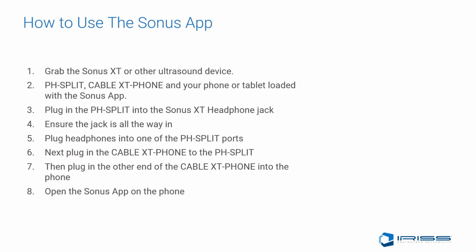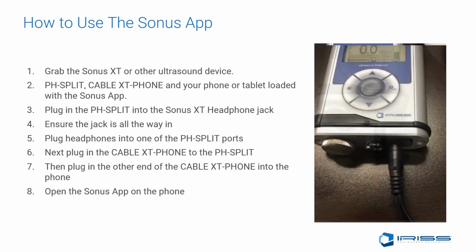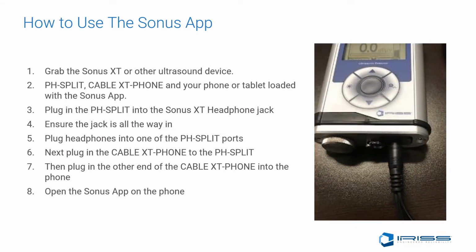So now let's discuss how we use the Sonus app. Grab the Sonus XT, the PH-split cable, the cable XT-phone, and your phone loaded with the Sonus Vue app. Plug in the PH split into the Sonus XT headphone jack. Ensure the jack is all the way in. If the jack is not all the way in, the user will receive a sloppy signal.